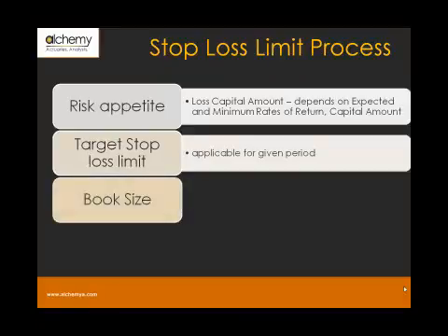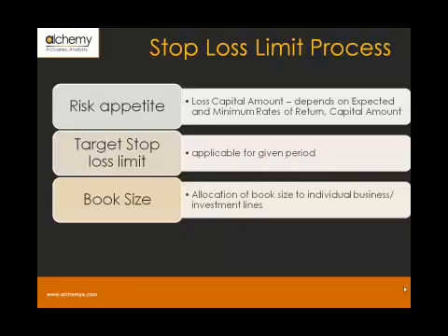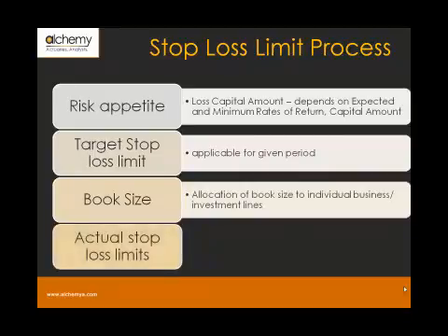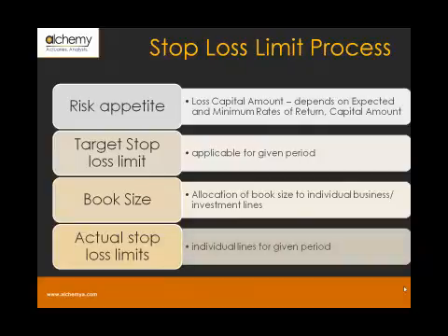A third is book size. I take the loss capital divided by the target stop loss, and I get my book size, and then I can allocate this book size to individual products and individual positions. The last piece is the actual stop loss limit, and this is where I ensure that I factor in volatility, likely slippage, liquidity or illiquidity in my market to ensure that the overall loss of capital that is realized is within the allocated limit.